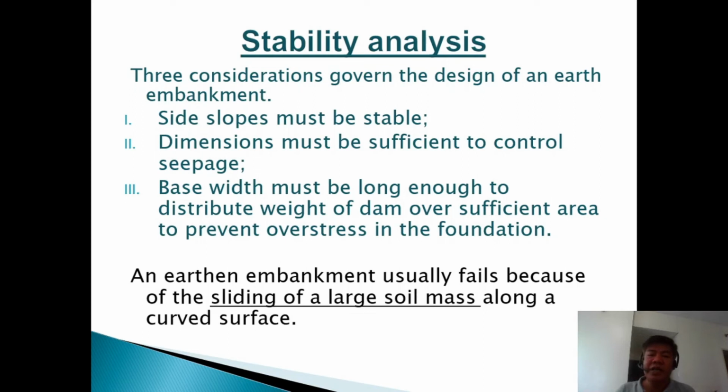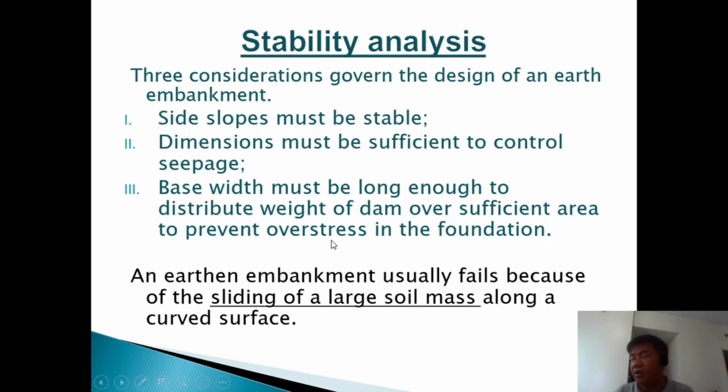The third consideration is that the base width must be long enough. So how are you going to do it? Flatter again. That's why the three considerations here are actually about the cross section. You make it long, or the width that big, so that the weight of the dam can be distributed evenly throughout the area.